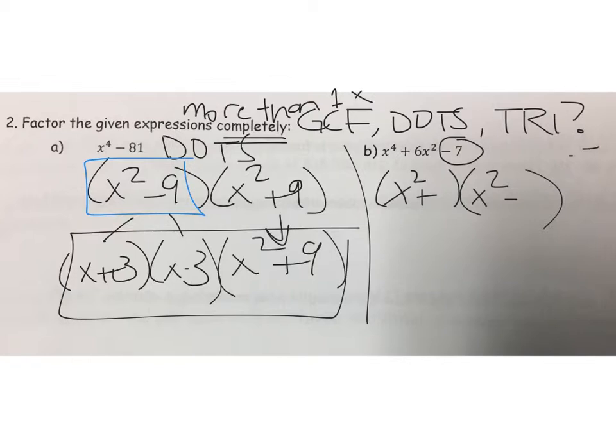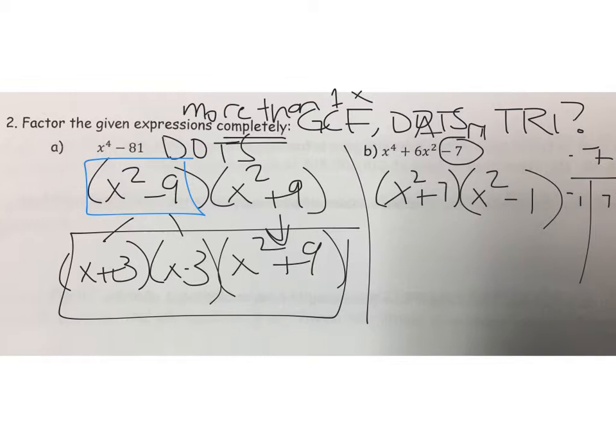So multiply to negative 7. What multiplies to negative 7? Well, negative 1 and positive 7. So that's going to be 1, 7.